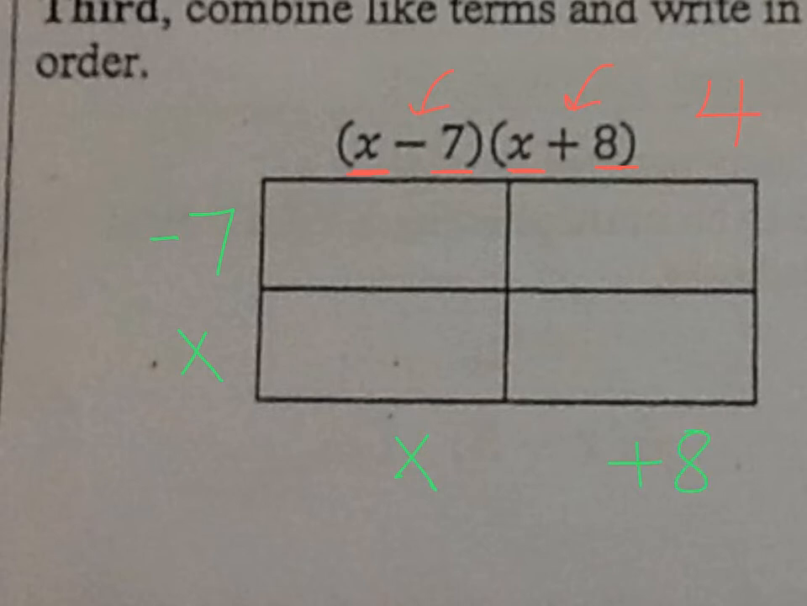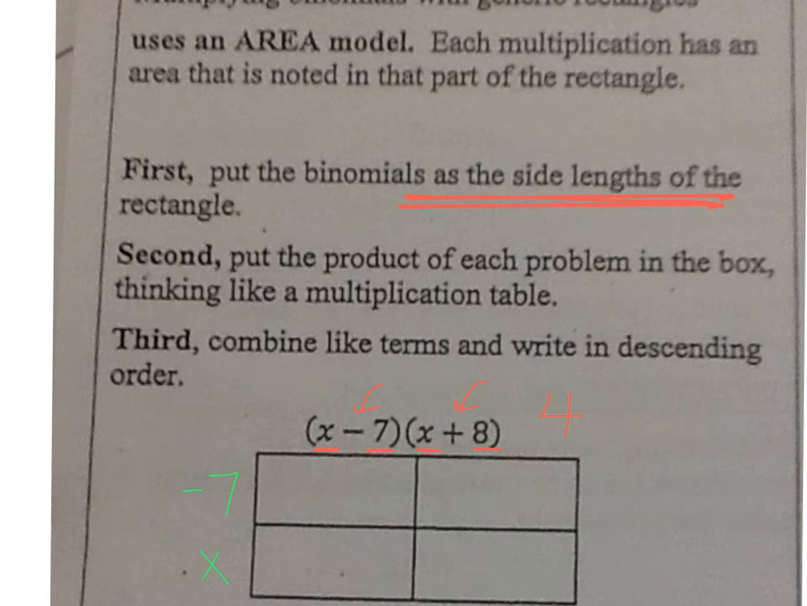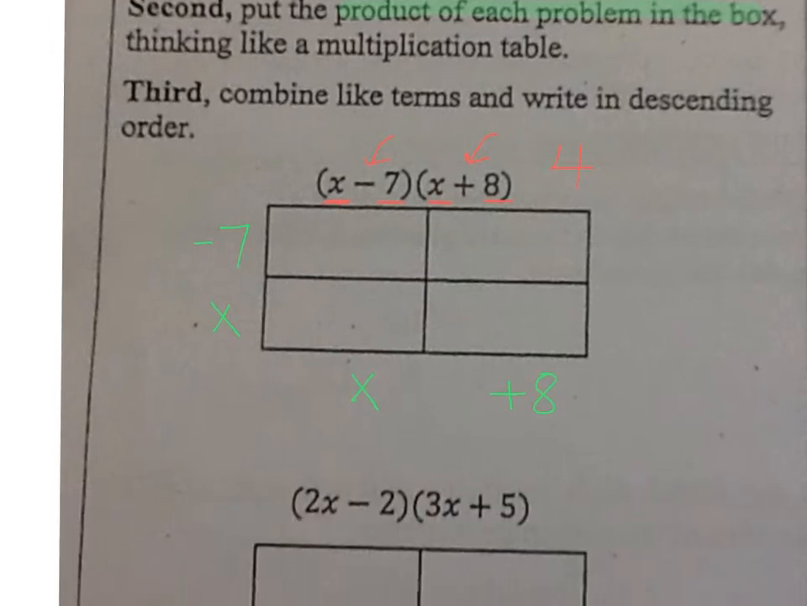And then we're going to just keep track. We're going to put the product of each problem in the box, thinking like a multiplication table. So x times x is x squared. x times negative 7 is negative 7x. x times 8 is 8x. And then 8 times negative 7 is negative 56. So now you have your 4 multiplication problems, check.